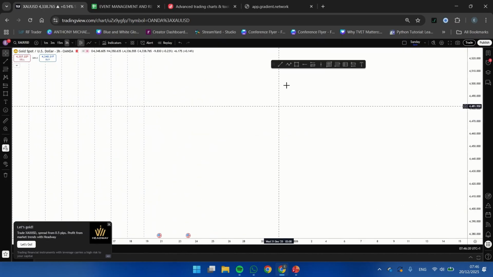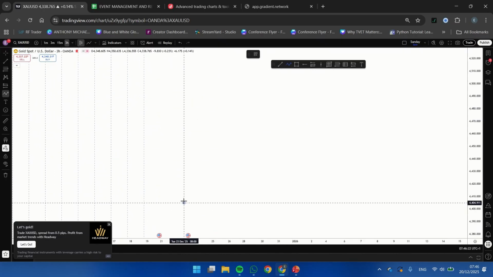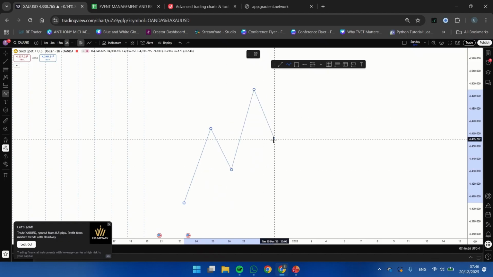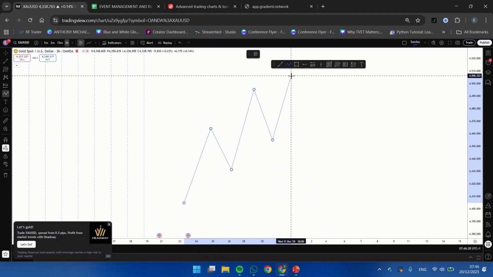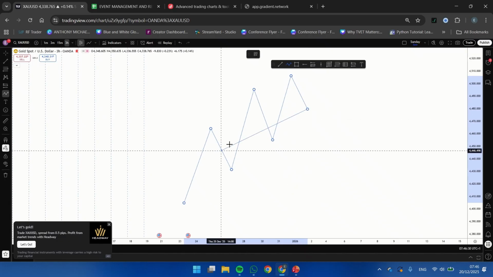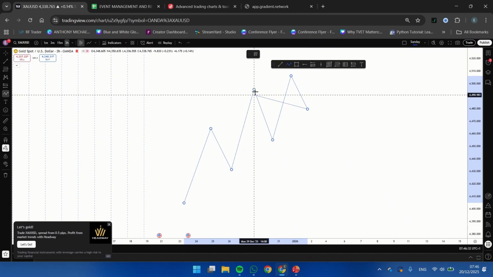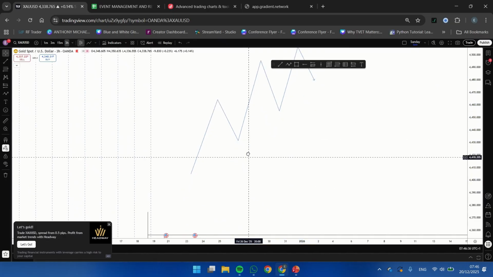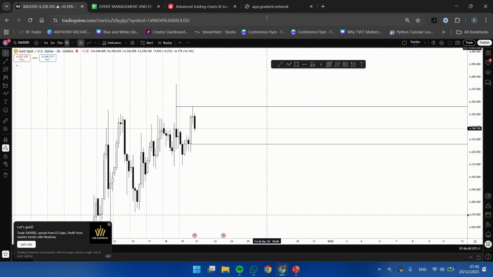So if I'm trading structure, this is the impulse move. This is a correctional move. This is the impulse move. This is the correctional move. Impulse, correctional. So this is retracement, expansion, retracement, expansion. So that's what I'm talking about. So I'm trying to see that.